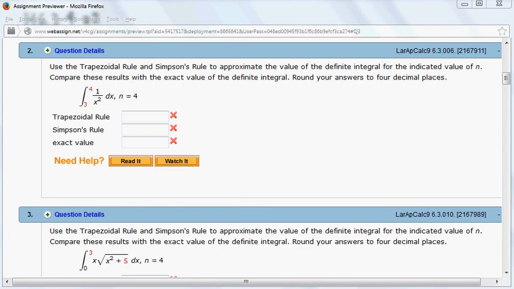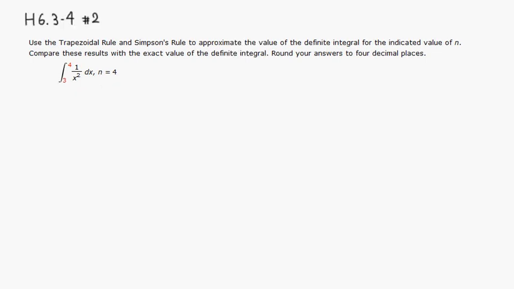Okay, let's look at the homework 6.3, 6.4, problem number 2. We want to evaluate this definite integral using the trapezoid rule and Simpson's rule, and also the exact value. So let's do that. n equals 4.